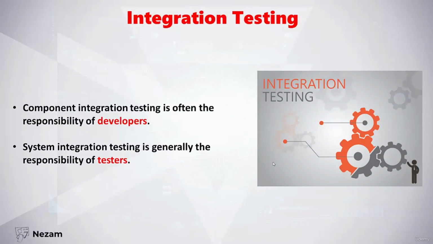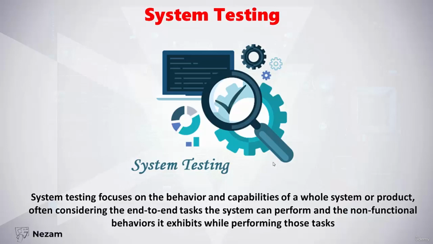So like we said, component integration testing is often the responsibility of developers. System integration testing is generally the responsibility of testers. Then we have system testing. System testing tries to test the system as a whole. This is the most important test level for testers.